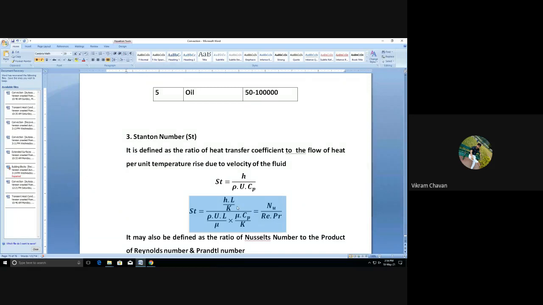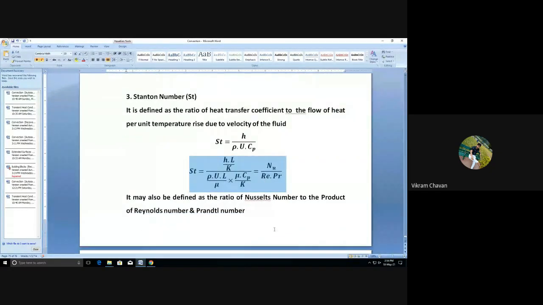So HL divided by K is the Nusselt number, rho UL divided by mu is the Reynolds number, and mu Cp divided by K is the Prandtl number. So once again we can define the Stanton number as the ratio of Nusselt number to the product of Reynolds number and Prandtl number.